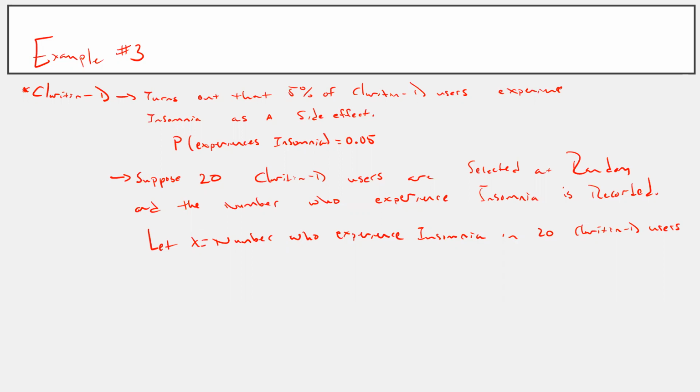Trials are independent. So what that means is if I take Claritin D and you take Claritin D, if I experience insomnia, it has no impact on whether you experience insomnia, it doesn't change the probability that you'll experience it. And then the probability, now this is weird. The probability of success. So what a success here is, a success of you.